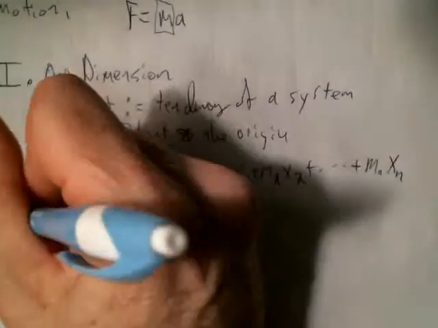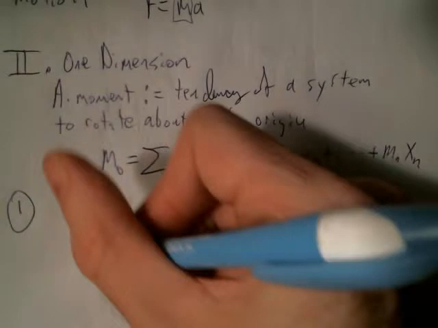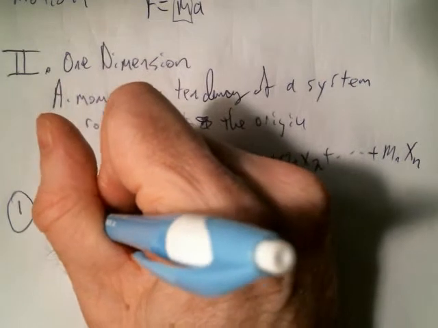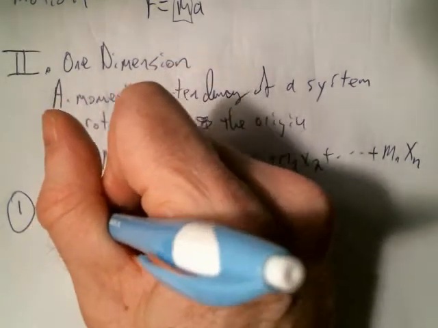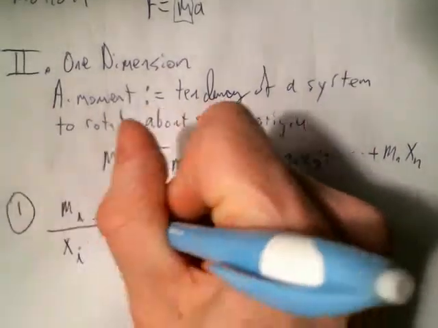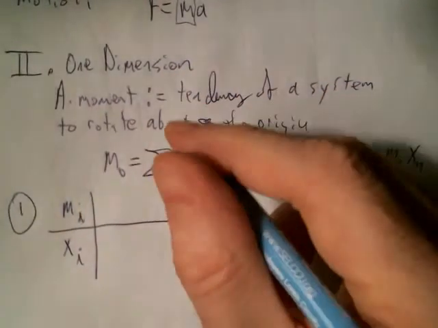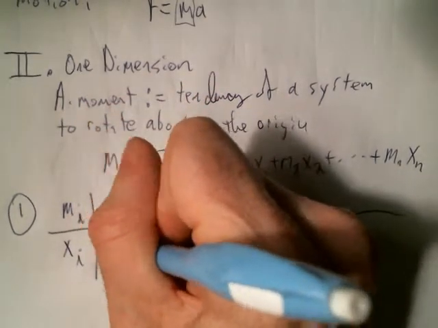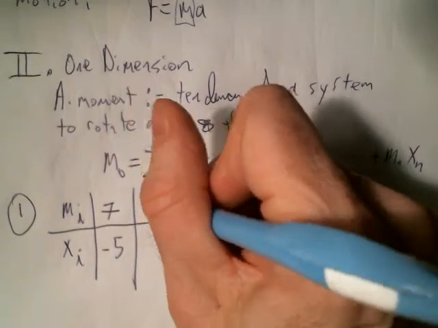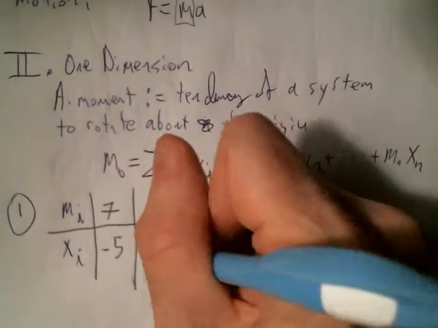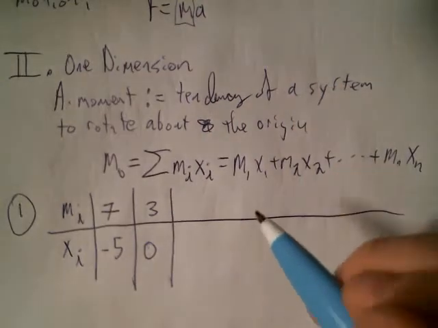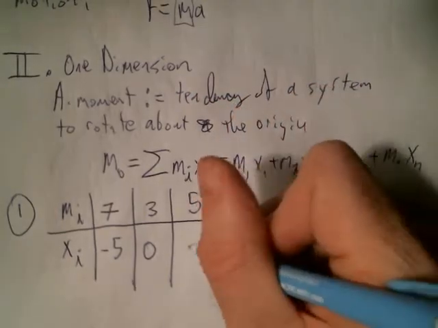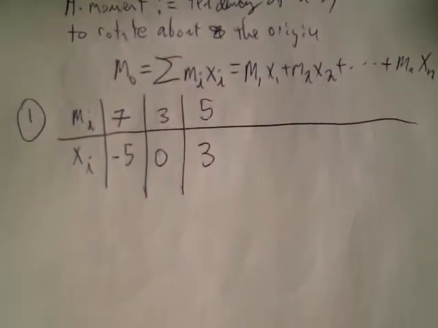Okay, so a fine example, problem 1 from the book. They tell us, you can do it like a table, m sub i and then x sub i, and they give us a bunch of masses. The first mass is 7, and its location is -5. The second mass is 3, and its location is on the origin. The third mass is 5, and its location is 3 units away from the origin.